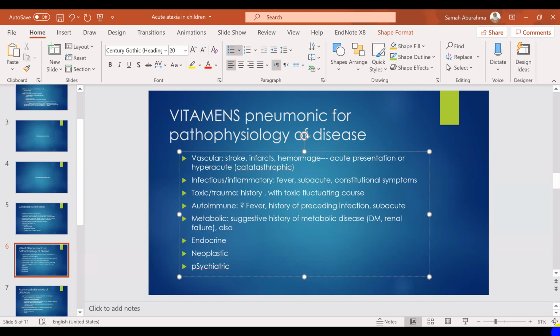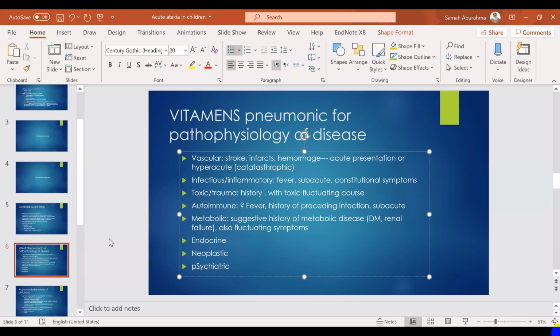Sorry. Also fluctuating electrolyte disturbance. Electrolyte disturbances, absolutely. So by metabolic, we mean metabolic acidosis, electrolyte disturbances, we mean hypoglycemia, we mean hyperuricemia, we mean hyperammonemia, uremia. This is what we mean by metabolic disturbances. Vitamin deficiencies too. Yes, we could include them. Either we can think of them under metabolic or we could think of them under toxic.